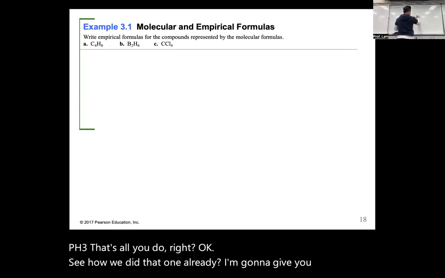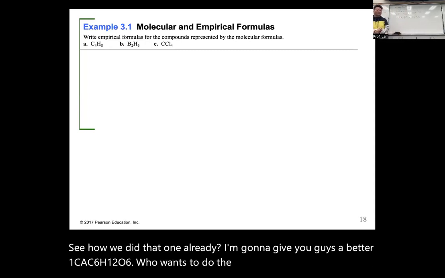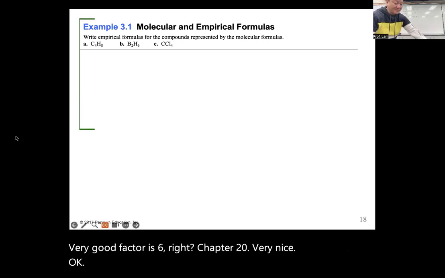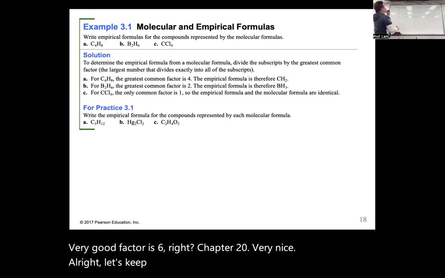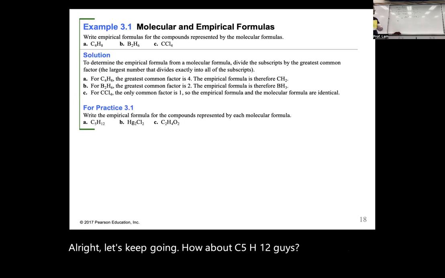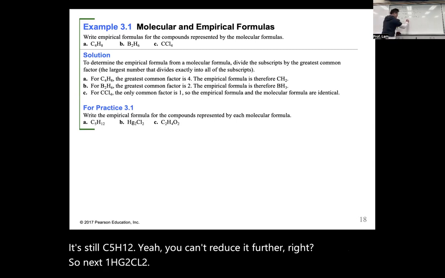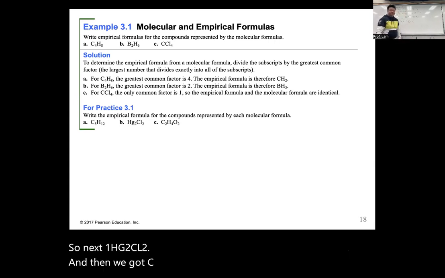We did that one already. I'm going to give you guys a better one. C6H12O6. Who wants to do the empirical formula of that one? Very good. The factor is 6, so CH2O. Very nice. All right, let's keep going. How about C5H12? It's still C5H12. You can't reduce it further, right? Next one, Hg2Cl2. HgCl. And then C2H4O2. CH2. Very good. I think you guys got it.